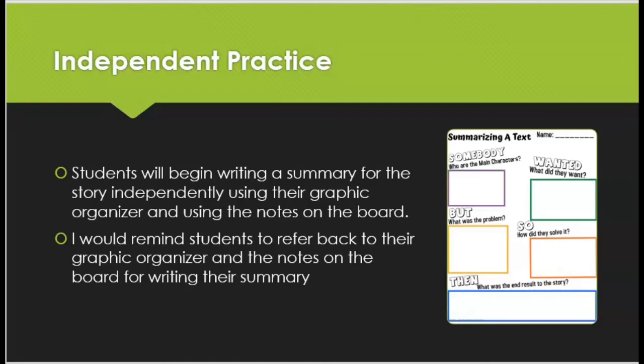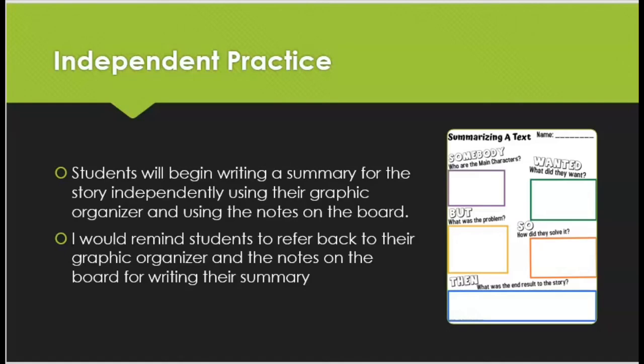And as we're doing this, I will be walking around the class, making sure that each student understands what is going on in the story, making sure they have the main points correct. And as we're doing the independent practice, I will remind students to refer back to their notes and back to their graphic organizer, so that it helps them to summarize the story more easily when we've picked out the main points. When we look at our notes, that will help the students understand the main points of the story.